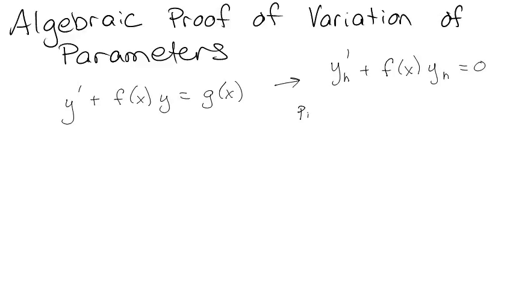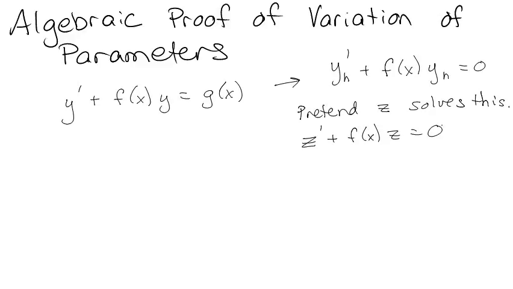Now we're going to pretend that z solves this. So z is some other random function of x that solves it. That means that z' + f(x)z = 0, or that z' is equal to negative f(x) times z. So we're just pretending that that's true.